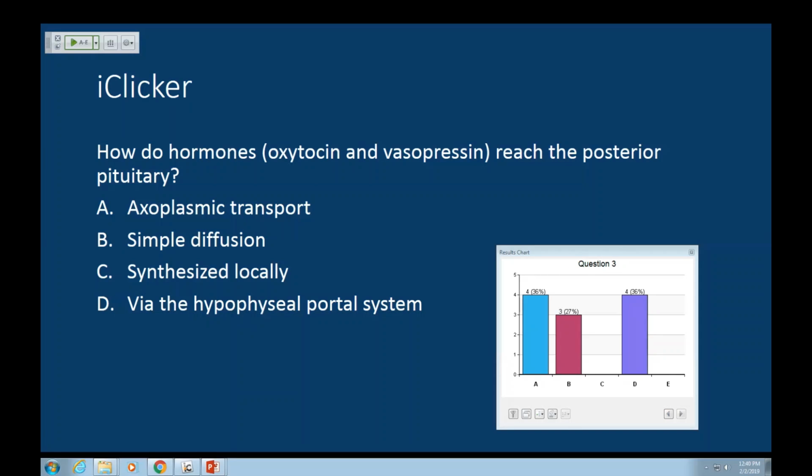After packaging by the Golgi into vesicles, they can then travel down the axon to be stored in the axon terminals, and that's a process known as axoplasmic transport. That is the walking of these hormone-storing vesicles down the axon to the axon terminal. For those of you who put the hypophyseal portal system, that is how the hypothalamus regulates the hormone production in the anterior pituitary, which is a true gland. So, a major division there. Simple diffusion is a decent distractor, but I suppose a little bit of background information helps you differentiate between that.